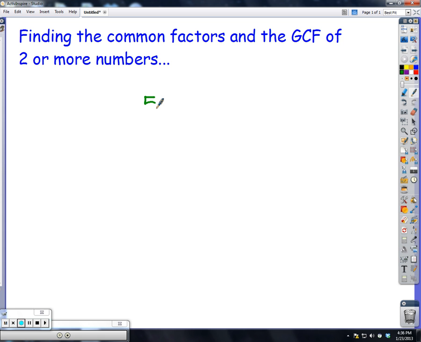Let's try 50 and 100. Okay, I think this will definitely be a better example. Now, both numbers, 50 and 100, are even numbers, so I know they're divisible by 2. 2 goes into 50 25 times. Now notice I scooted this over just slightly. 2 goes into 100 50 times.